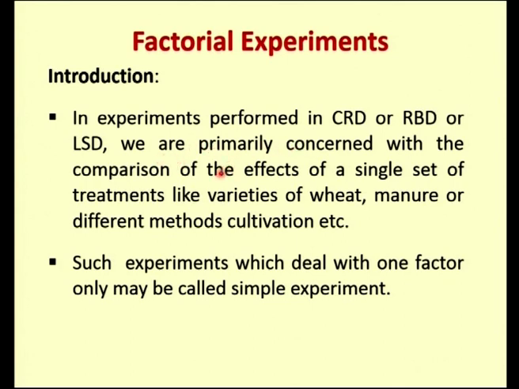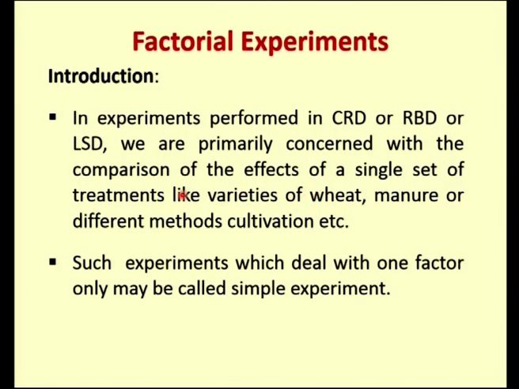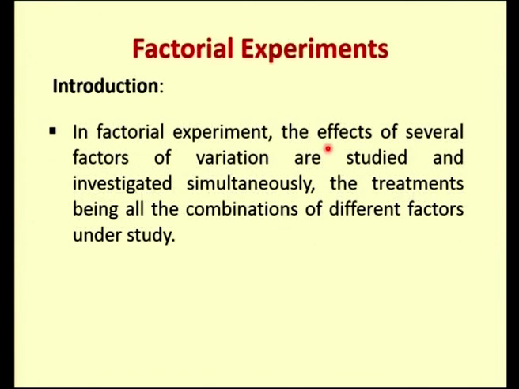So, there we are primarily concerned with comparison of the effects of a single set of treatments like varieties of wheat, manure or different methods of cultivation, etc. Single set of treatments are considered. These designs or experiments are called simple experiments. We also have more than one set of treatments for comparison, and such experiments are called complex experiments or factorial experiments. In factorial experiments, the effects of several factors of variation are studied and investigated simultaneously, the treatments being all the combinations of different factors under study.